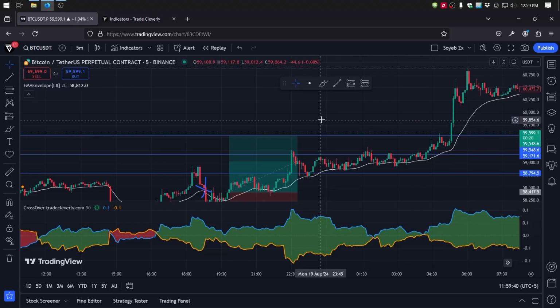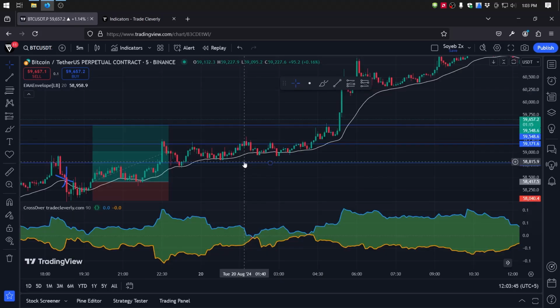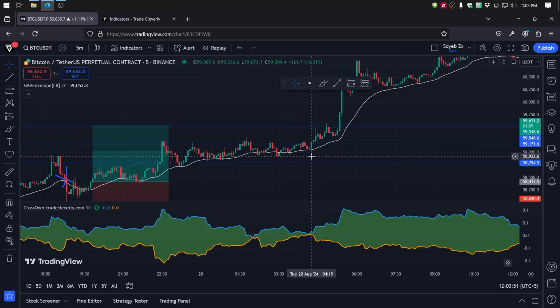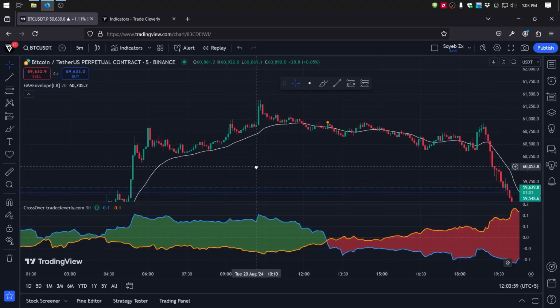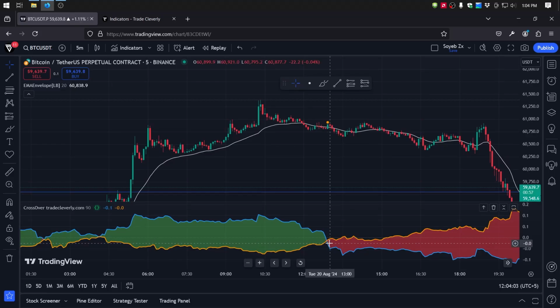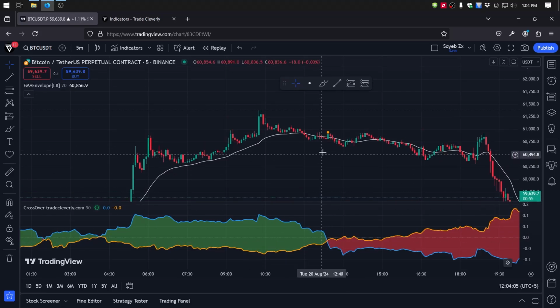So let's see how you can generate a sell signal using the two indicator combination. I simply remove all the drawings. Now let's see how you can generate a sell signal using the two powerful indicators. You can see here the trend is an uptrend. Here you can see the trend has changed and is going to a downtrend. So we are looking for a downtrend EMA crossover.